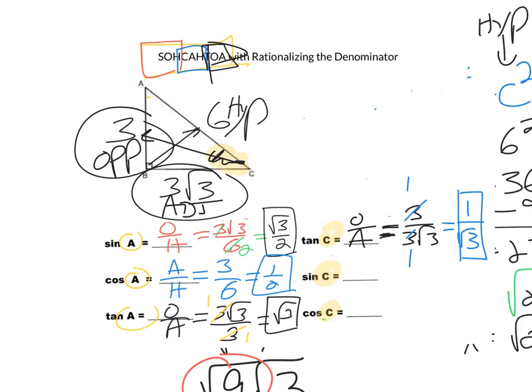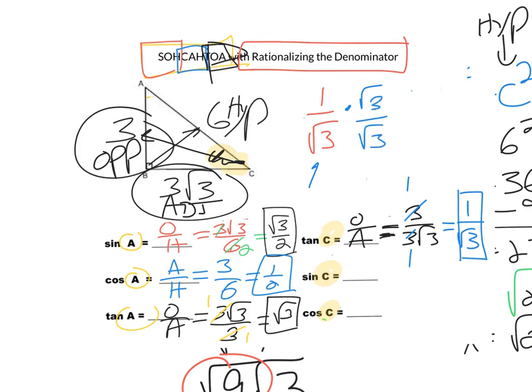Remember, you're not allowed to have a radical in the denominator of a fraction. So what we're going to have to do is a skill from algebra called rationalizing the denominator. Here we're going to multiply the top and the bottom by radical 3. What's going to happen? Well, 1 times radical 3 is just radical 3.